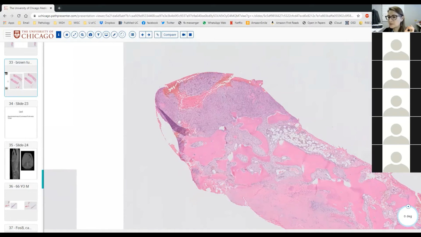Questions? Could we consider fibrous dysplasia on the histology or on the radiology? Histology.